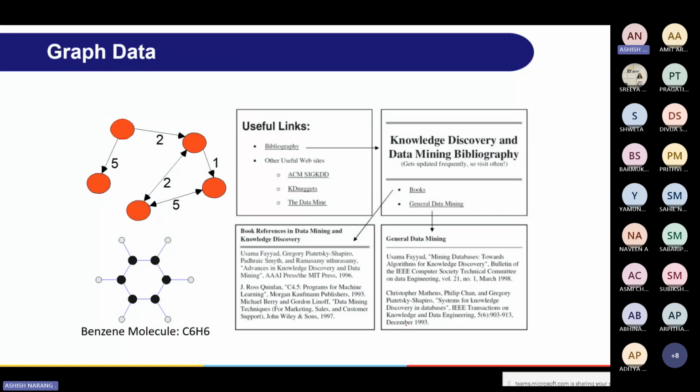Another thing is graph data, as I told you earlier. This can be used for various purposes. I can model certain real life situations. I can see which web page is connected to other web pages, using which I can create a link between them and model them as a graph. This is a benzene molecule, where you see there are 6 carbon and 6 hydrogen atoms, and see how they are connected, and it looks like a graph.